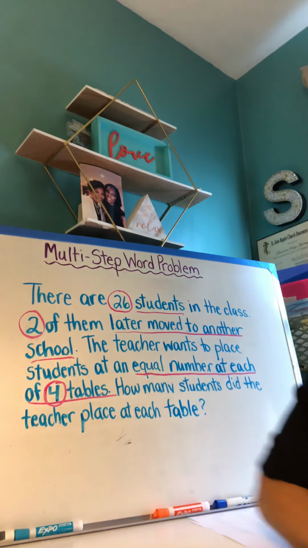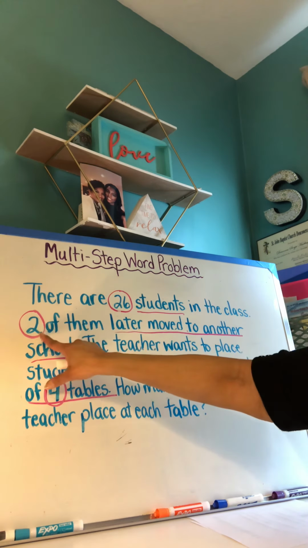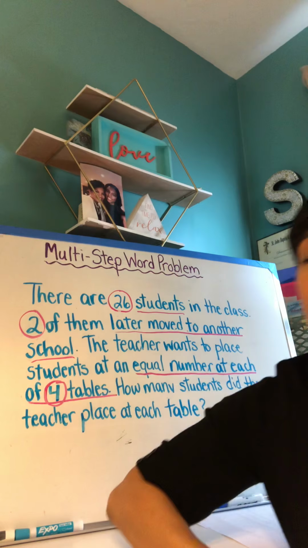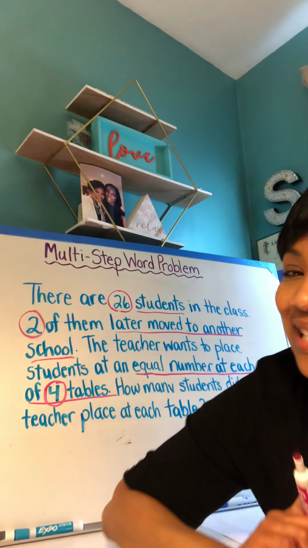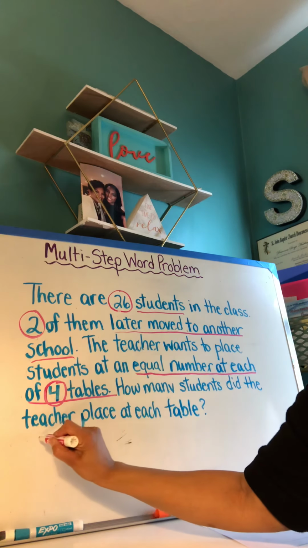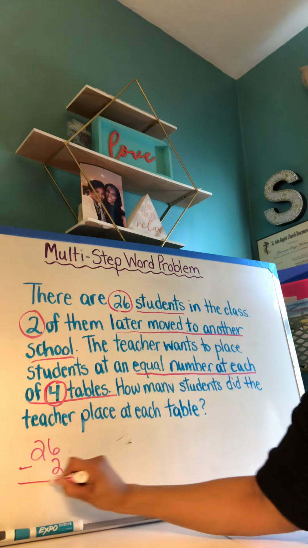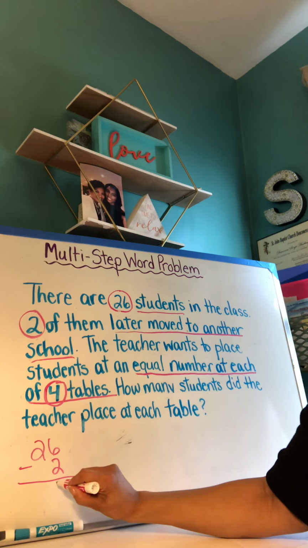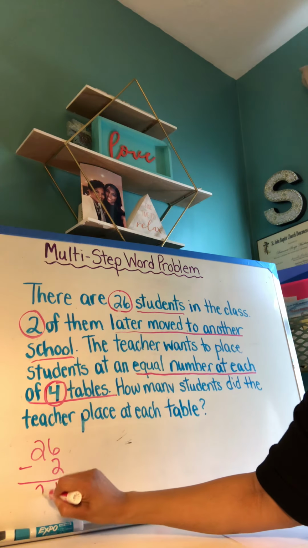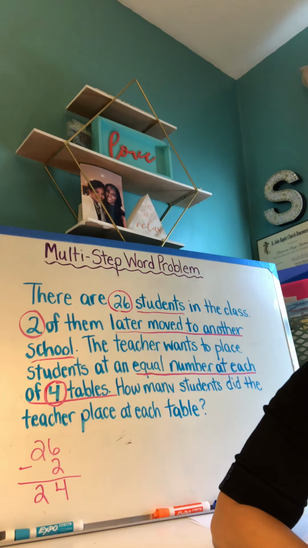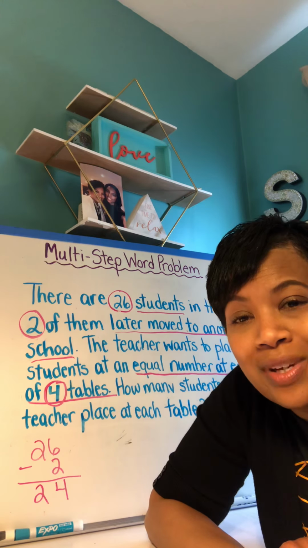Ready? All right, so 26 students in the class, 2 of them moved. What am I going to do with 26 and 2? If you said you are to subtract, that is the right answer. We're going to subtract 26 minus 2. Starting in the ones place, 6 minus 2 is 4. And 2 minus nothing is 2. How many students are left in the class? 24 students. 26 minus 2 is 24.